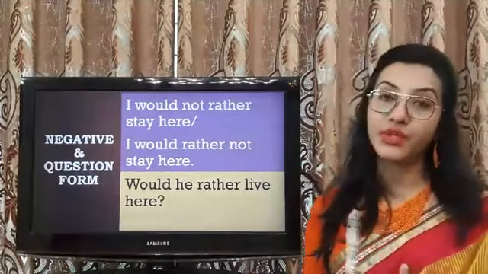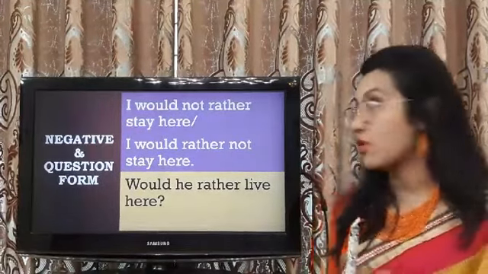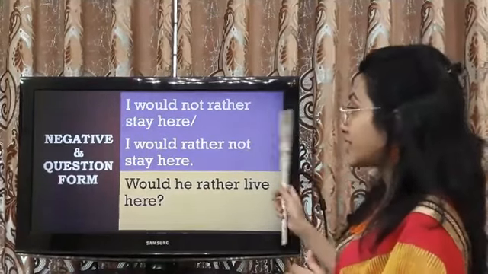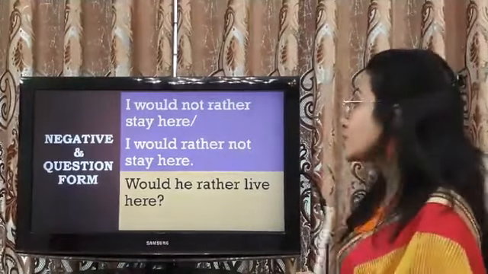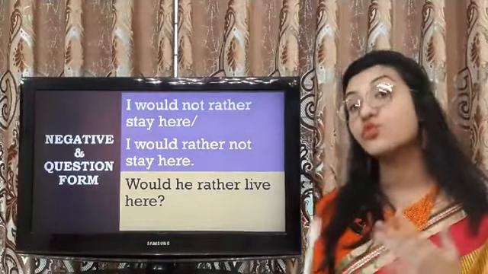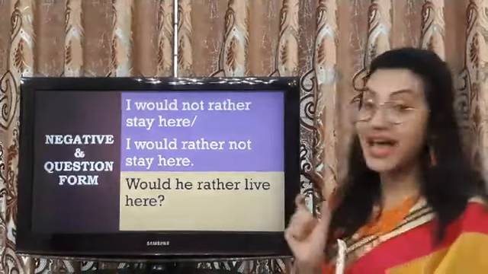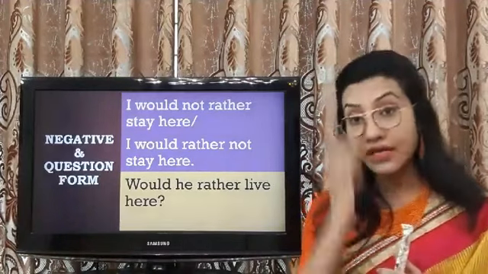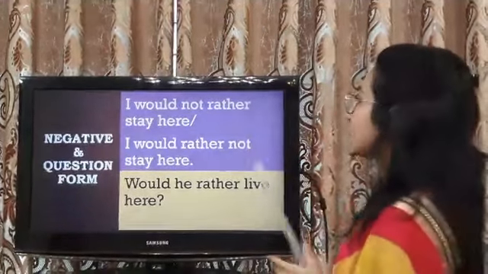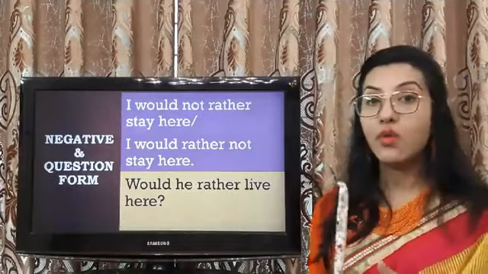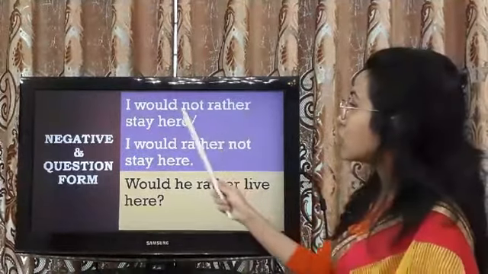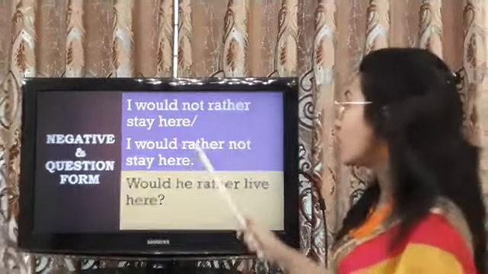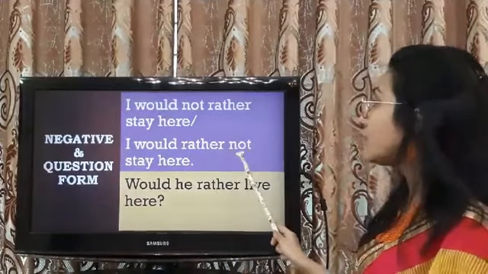So how would rather is going to be used in negative or in interrogative form? Let's see. I would not rather stay here, or I would rather not stay here. So as you can see, there are two structures given here. We have just added not to make it negative. আমরা নেগেটিভ করার জন্য শুধুমাত্র not use করেছি, but in different ways. First example-টা আছে I would not rather stay here. What we have done here, আমরা not-টাকে would rather এর মাঝে এনেছি. In the second one, what we have done, we have put it at the end of would rather.